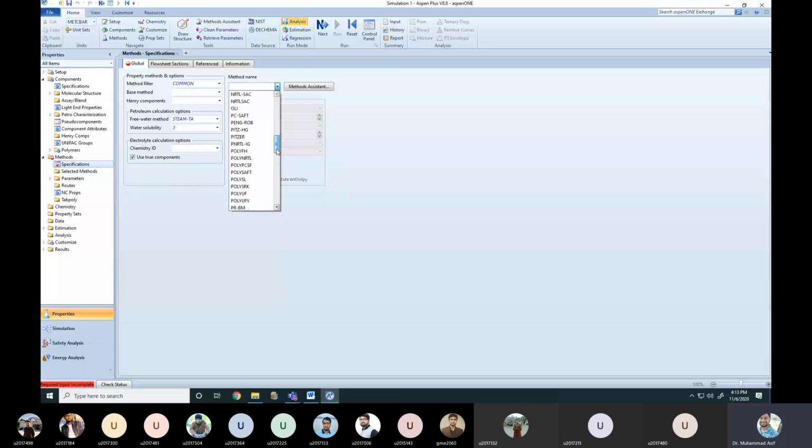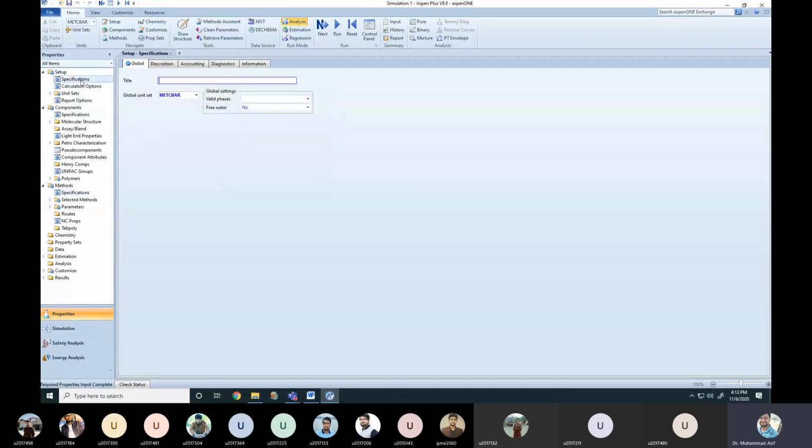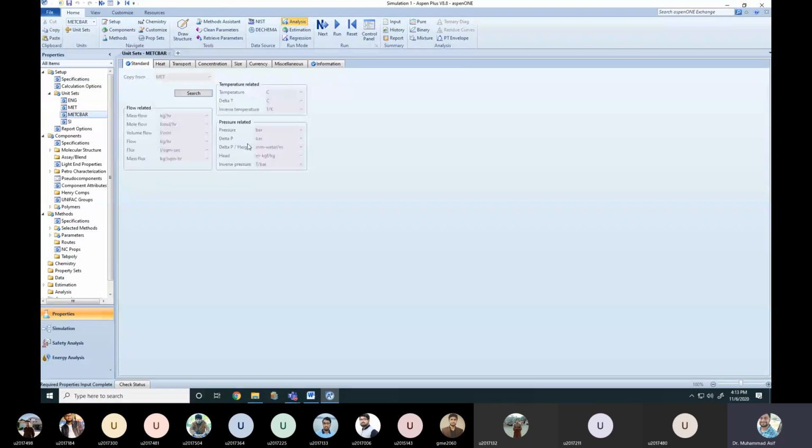So PEN, yeah, that's Peng Robinson equation of state. Right. So now our property is already chosen. We can also define the units, which units by default are already selected, this one. So what is the meaning of met C bar? So this is the met C bar.